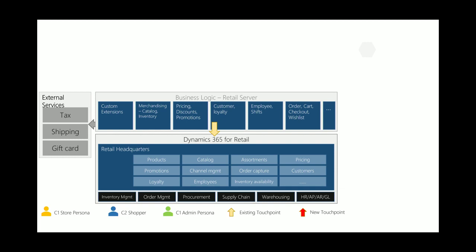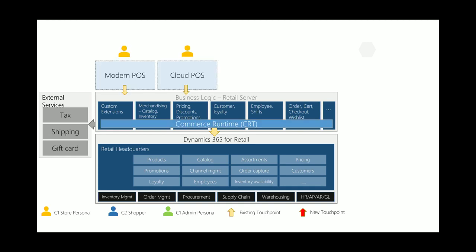Now, I won't be talking about that. There's lots of documentation online. It's been available for a few years, so there's nothing new that we're talking about in that respect. But as an example of some of the extensibility, on this chart there are 3 items. You can see the tax, shipping, and gift card extensions that you can add. There's the CRT. On top of that, today we have the modern point of sale and the cloud point of sale. So this is what exists today.